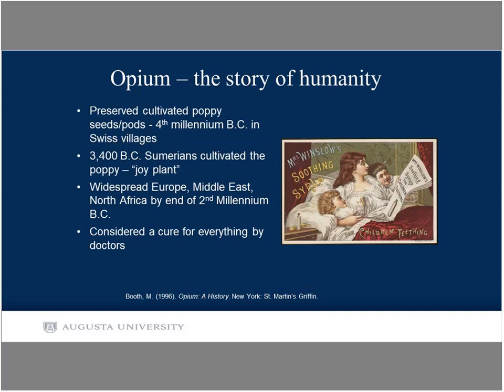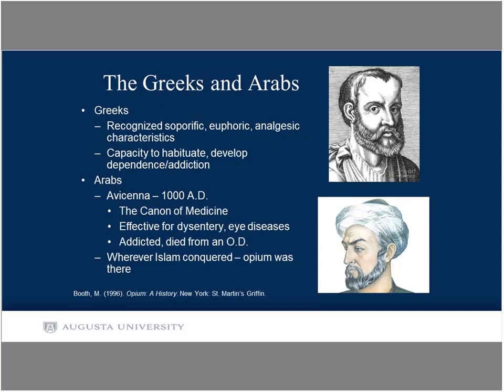So opium dates back, as I mentioned earlier, to 3400 BC. The Sumerians referred to it as the joy plant. There was widespread use in Europe, throughout the Middle East and North Africa, and it was considered a cure for just about everything by physicians at that time. The Greeks and Arabs also used it quite liberally. The Greeks recognized the characteristics of opium, but also recognized the capacity for it to become habit-forming and for dependence and addiction.